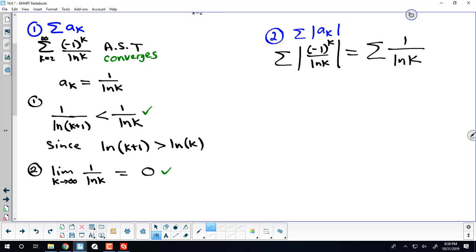But we can't just go off of these two conditions in the alternating series test to infer anything about 1 over k by itself. Because 1 over ln of k by itself is a completely different series than what we've tested here. Because these two conditions in the alternating series test, again, they only account for this portion of the series that was given to us.